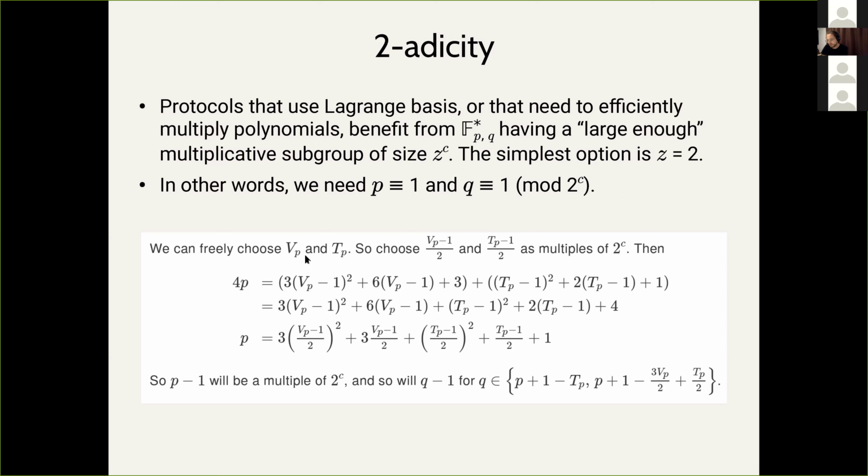And here's how we do that. I'm not going to go through this in detail, but the idea is that we can freely choose V and T, so we can choose them in order to guarantee that both P minus 1 and Q minus 1 are multiples of 2 to the C. And this actually only works for 2 of the possible orders, so 2 of the 6 orders, but that's okay.